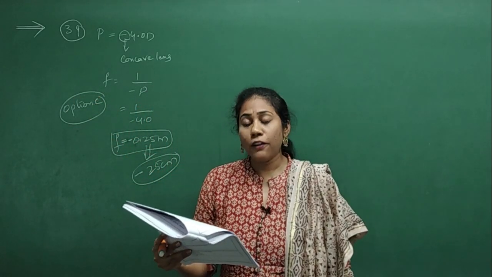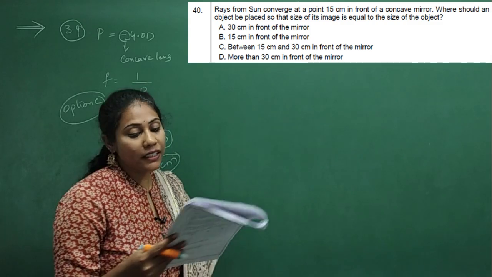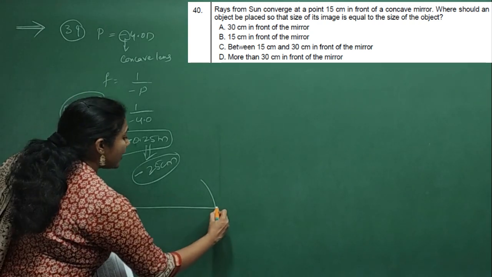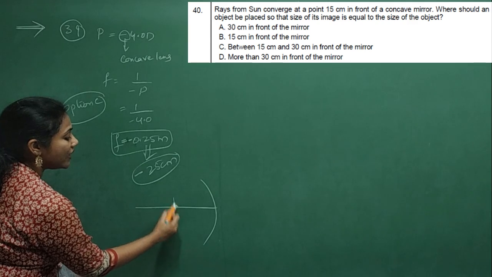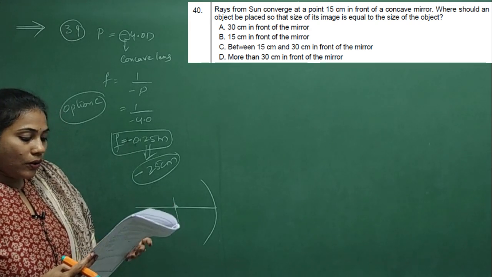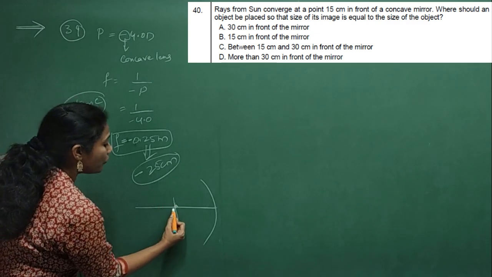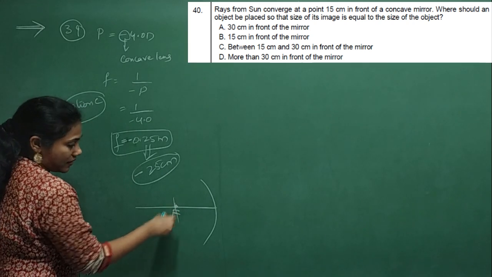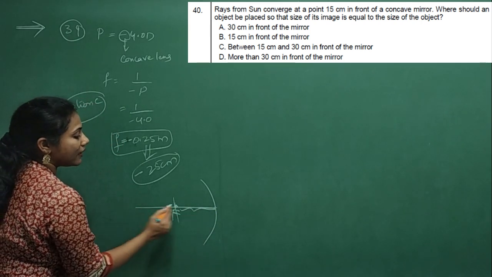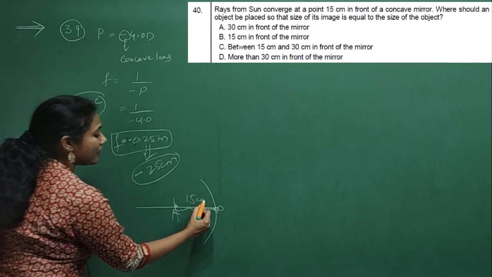And coming to 40th question. Rays from sun converge at a point 15 centimeter in front of a concave mirror. Okay, so you have a concave mirror and the rays are converging at 15 centimeter in front of the concave mirror. Always the rays converge at a point, and that point we call the focal point. So 15 centimeters in front of the mirror, they told. That means the distance between the pole and focal point is 15 centimeter, right? Okay.